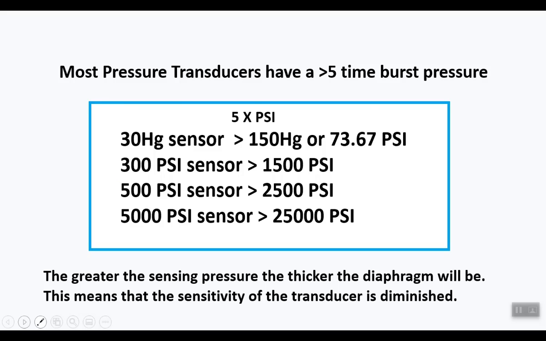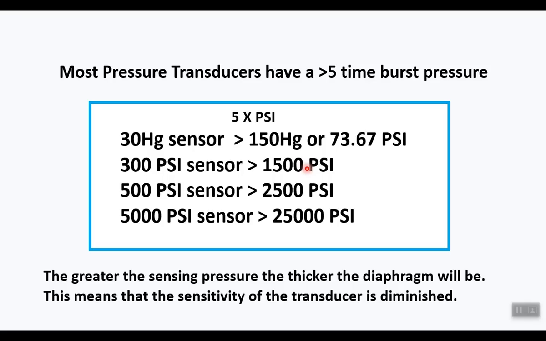Now, most pressure transducers will have a minimum of greater than 5 times burst pressure. That means that if I was using a 300-pound pressure transducer in the cylinder, that would give me 1,500 PSI. Well, a lot of times, sensors even have more than 5 times. Now, you've got to start to think about this in terms of the thickness of the diaphragm.